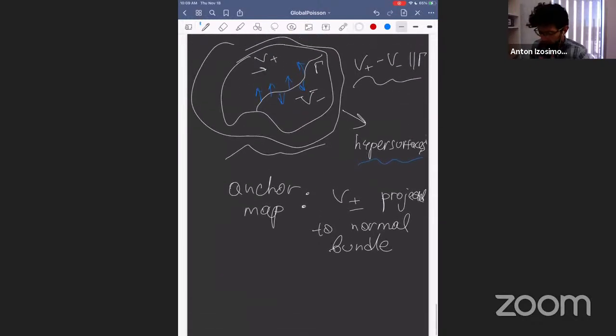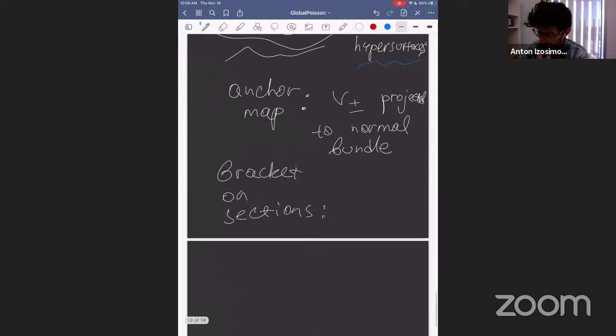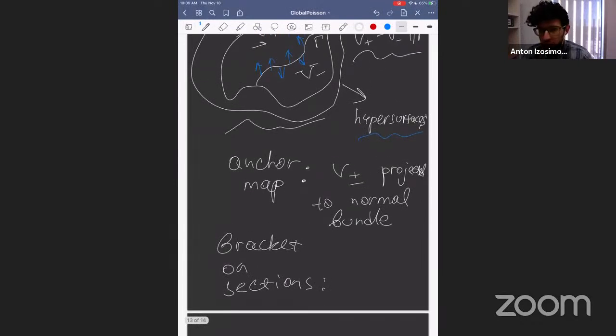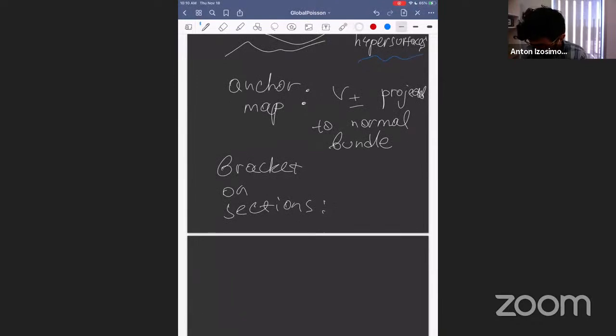And additionally, one should have a bracket on sections. Recall that when we tried this naive way of constructing a bracket, namely just taking the Lie bracket of vector fields, we saw that this doesn't work, that our space is not closed under the Lie bracket. It turns out that the actual formula for the bracket on sections still involves the Lie bracket of vector fields, but it does contain additional terms. So it's a certain modification of the Lie bracket on vector fields. It is of the following form.